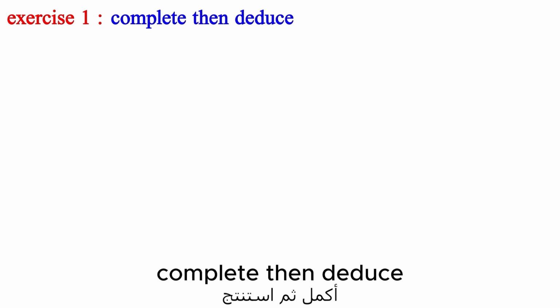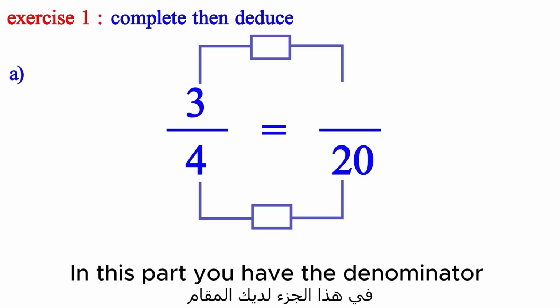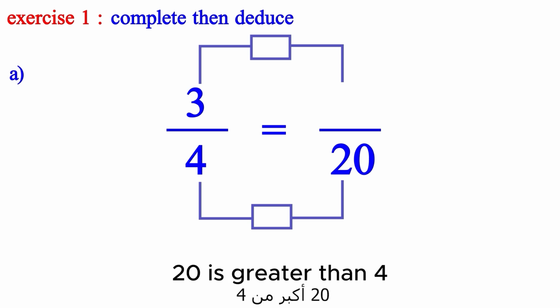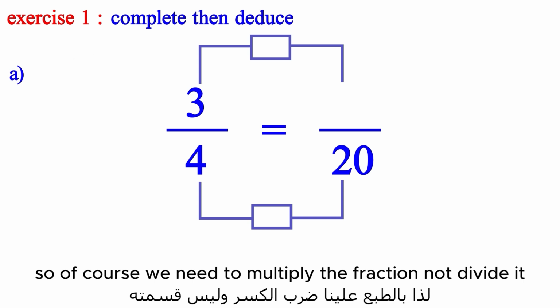Exercise 1. Complete then deduce. A. First you have to compare. In this part you have the denominator, so you must compare the denominator. 20 is greater than 4. You notice that the denominator becomes larger, so of course we need to multiply the fraction, not divide it.